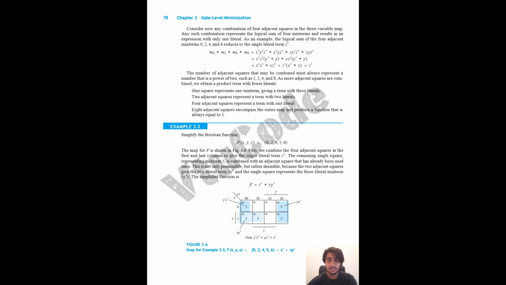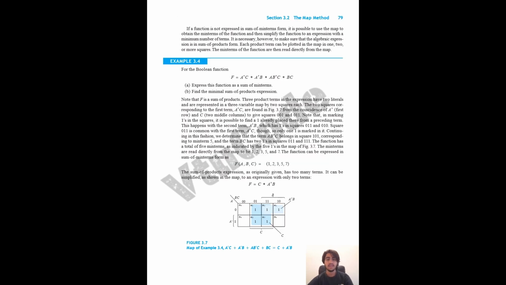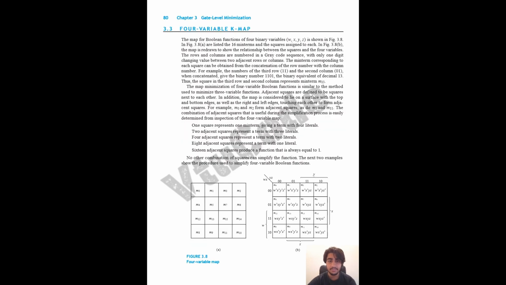this is another example. We have terms 0, 2, 4, 5, 6. We go to the K-map. Wherever we have 0, 2, 4, 5, 6, we go for those, match them, find the pairs and write the notation. So here, more importantly, let us try to understand a 4 variable K-map.